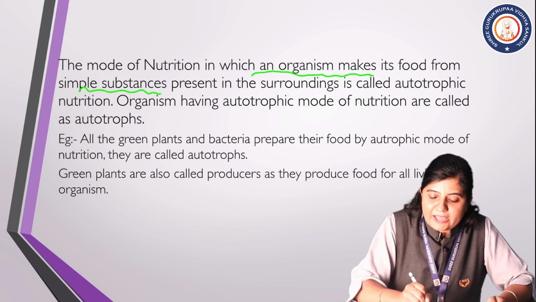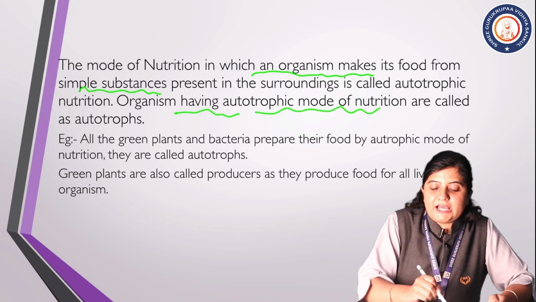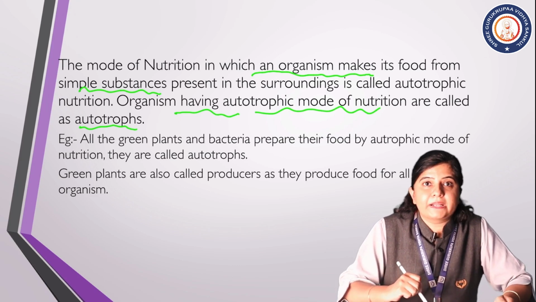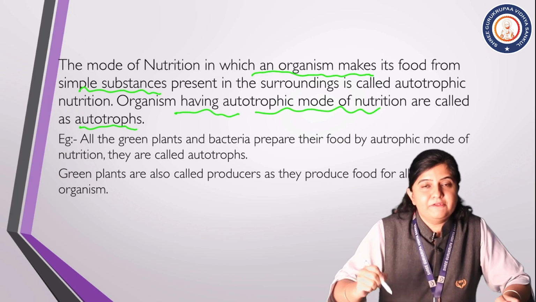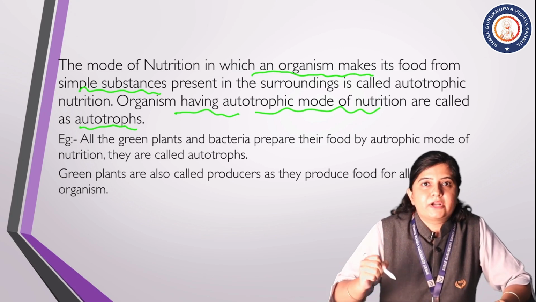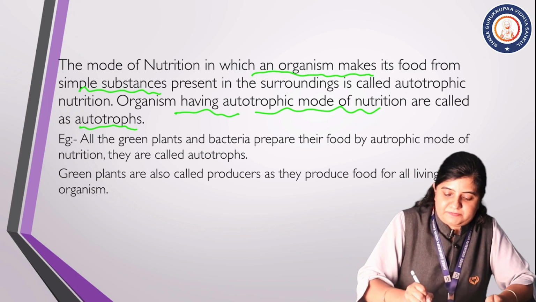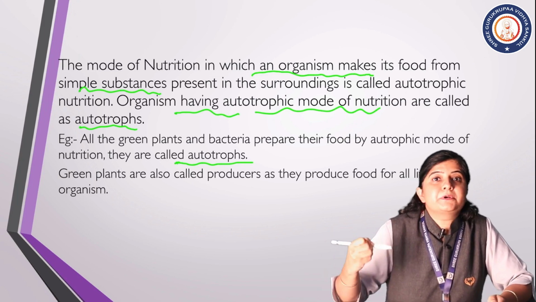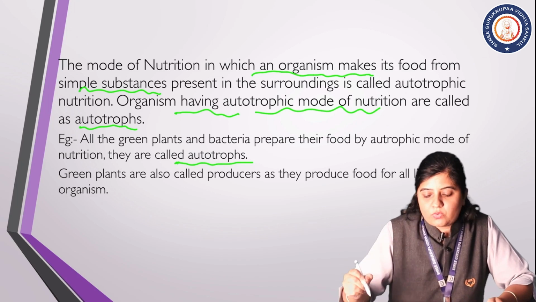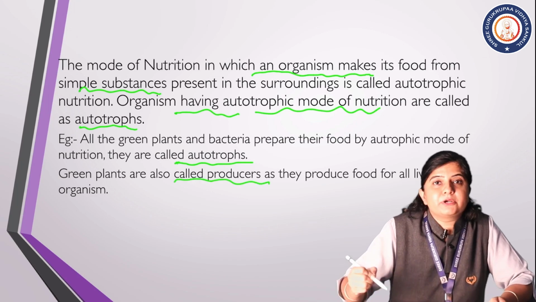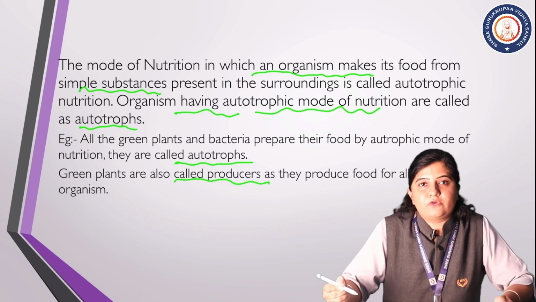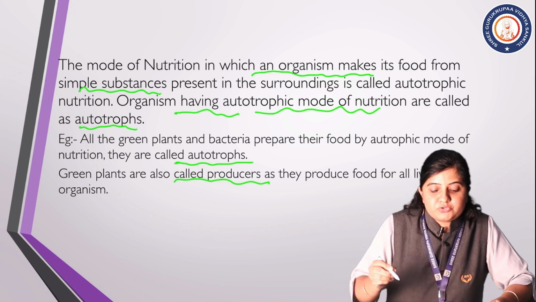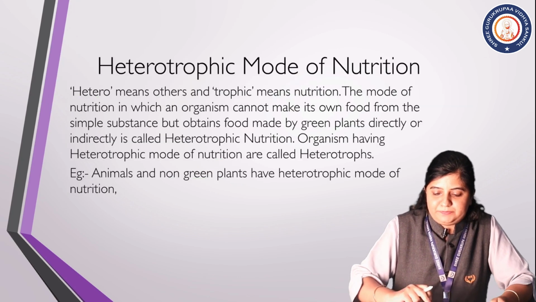The organisms having that autotrophic mode of nutrition are known as autotrophs. Example, all the green plants and bacteria prepare their food by themselves, so they come under autotrophic and we call them autotrophs. As green plants prepare their own food and also produce food for others, they are also called producers. Other living organisms like human beings and animals also depend upon the plants for their food. So the green plants are called producers.